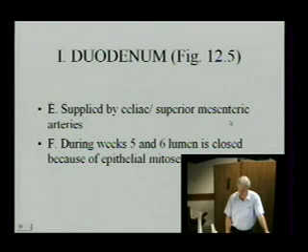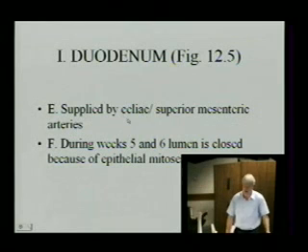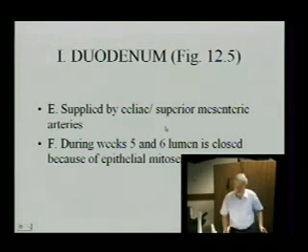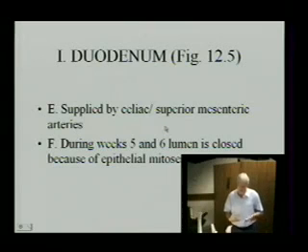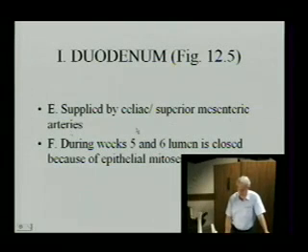So it's supplied by the celiac and the superior mesenteric arteries. The celiac artery we've already introduced as the artery of the foregut. Superior mesenteric artery we've already introduced as the artery of the midgut. So the duodenum, the upper portion, will be provided blood supply by the celiac trunk, and the lower portion from the midgut will be provided blood supply by the superior mesenteric.